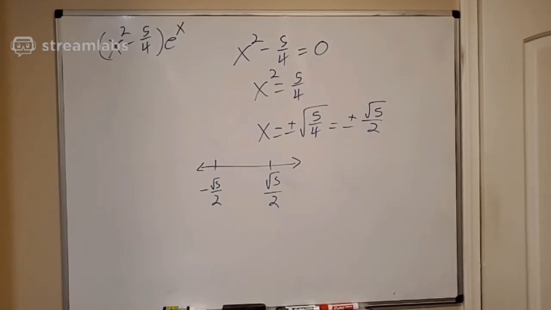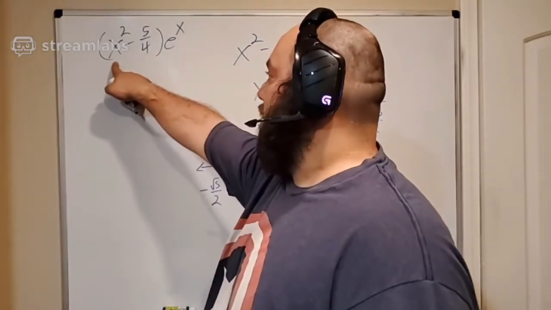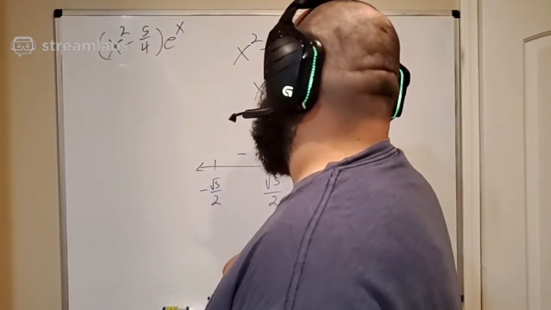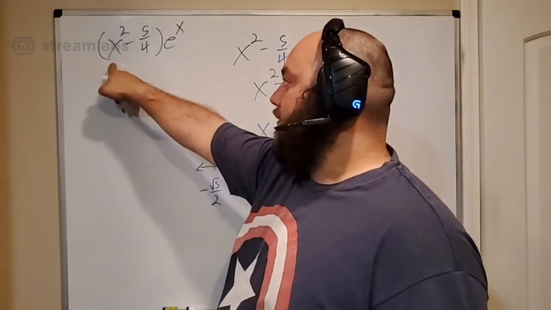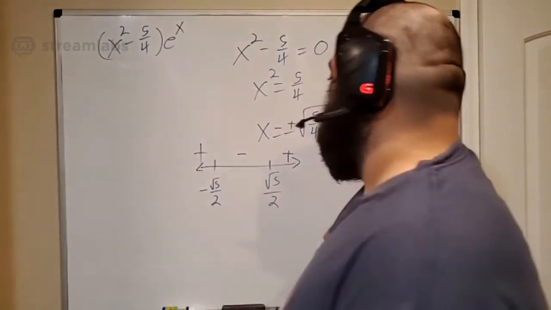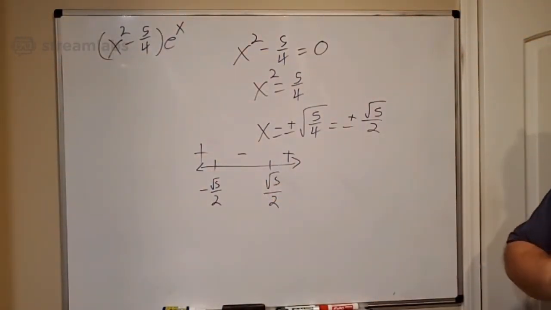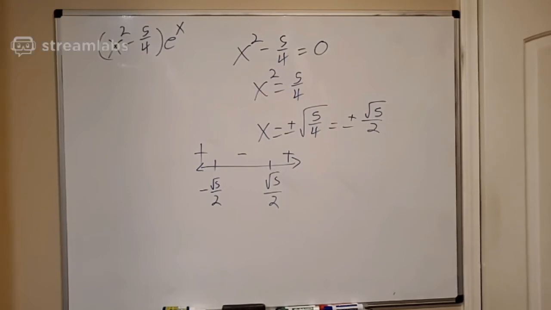So for instance, I could pick like 0. If I plug 0 in, the inside is negative, so the whole thing's negative. If I plug in super big numbers, positive. Or if I plug in super big negative numbers, it's still positive because I'm squaring it. So your number line should be positive, negative, positive. So that means I have what at negative square root of 5 over 2? A maximum. And at square root of 5 over 2? Minimum. Thank you, Miguel.